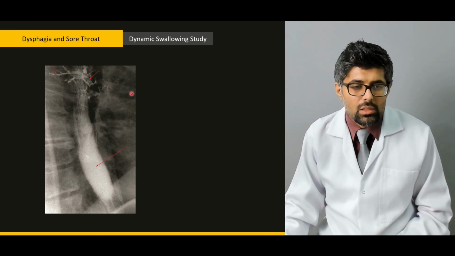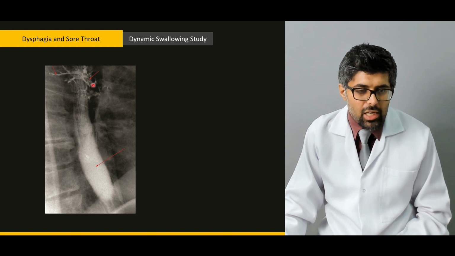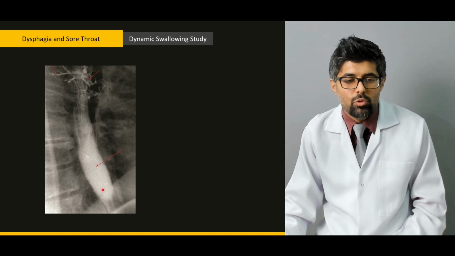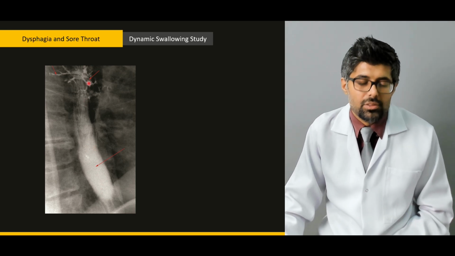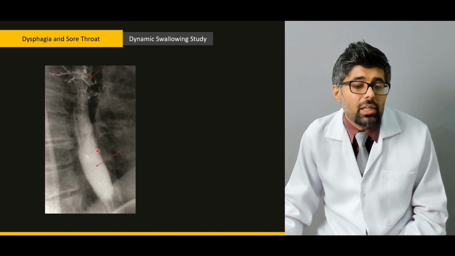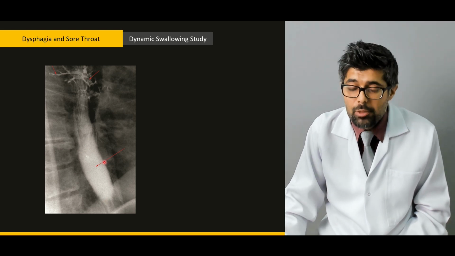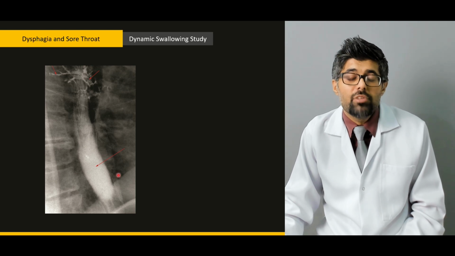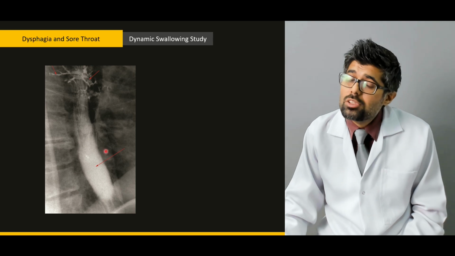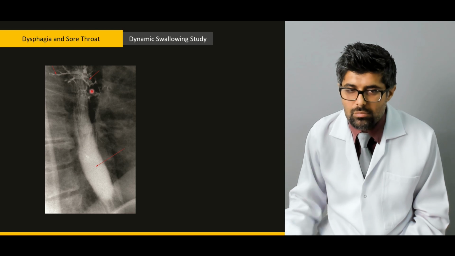Now, this is the patient's esophagus, and here is the patient's peristaltic movement, and the barium is moving down the esophagus, but it is accumulating here. This might be a neurogenic problem, or it might be a physical one where there might be a stricture here. Whatever the cause, we can find it out through the dynamic swallowing study.